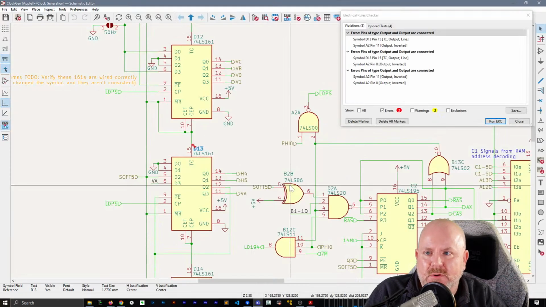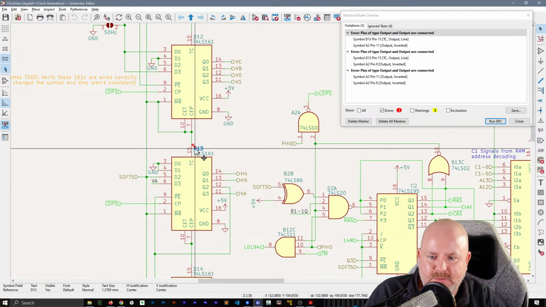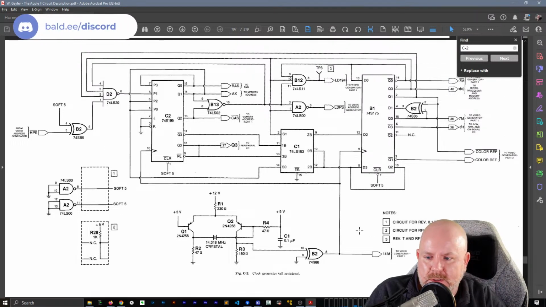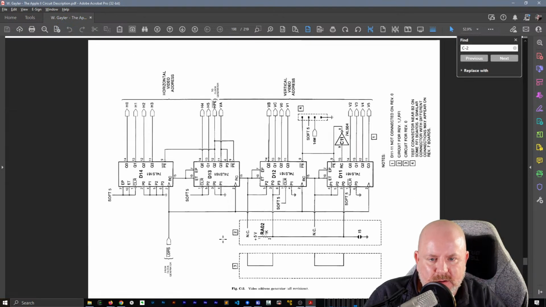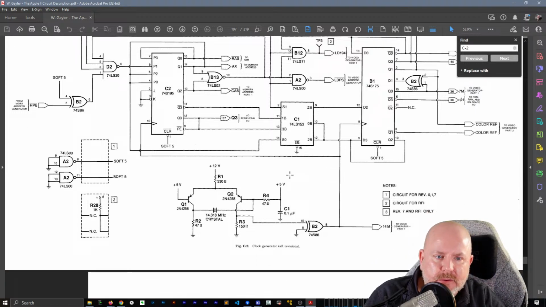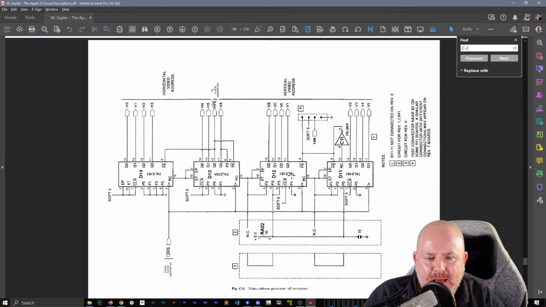So let's go find, let's see, where are we at? We're in the clock generation. We need to find D13. I don't see a D13 on this page. What about what's down here? That's the video address. Nope. Okay, I think, okay, here it is. Here it is. Okay.